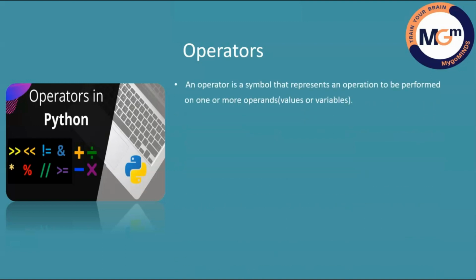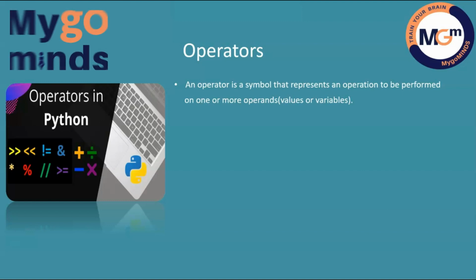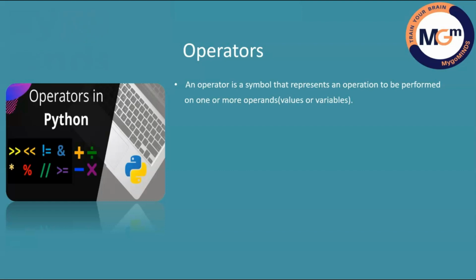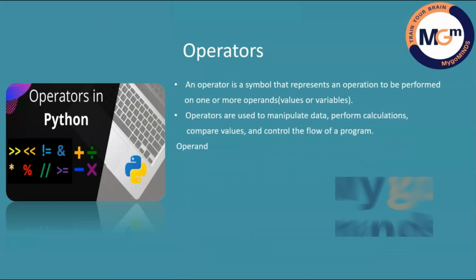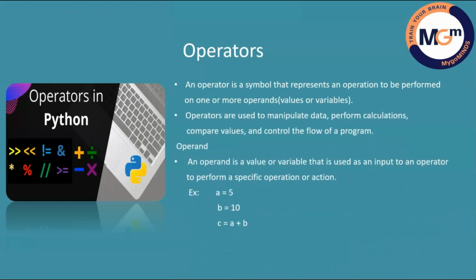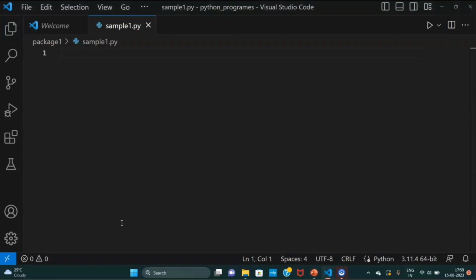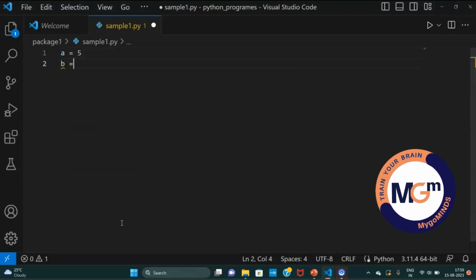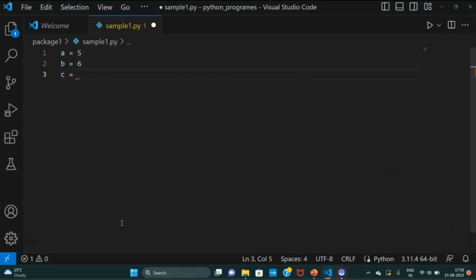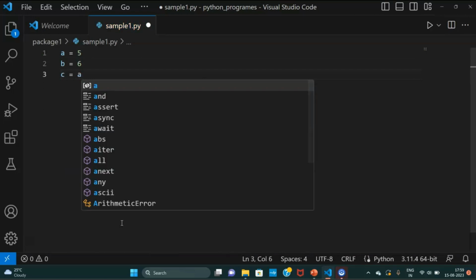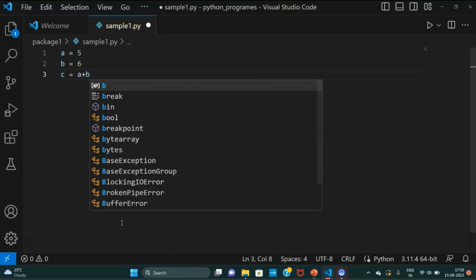So what exactly does an operator mean? It is a symbol that represents an operation to be performed on one or more operands. I'll tell you what operands are. Let me give an example. A is equal to 5. B is equal to 6. C is equal to A plus B.